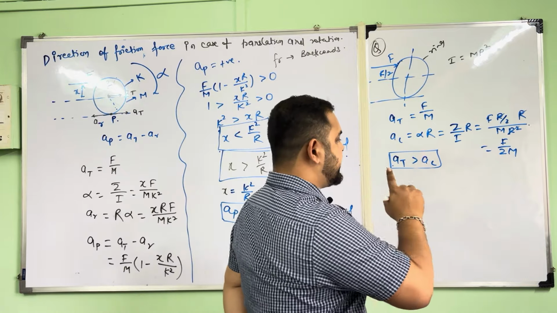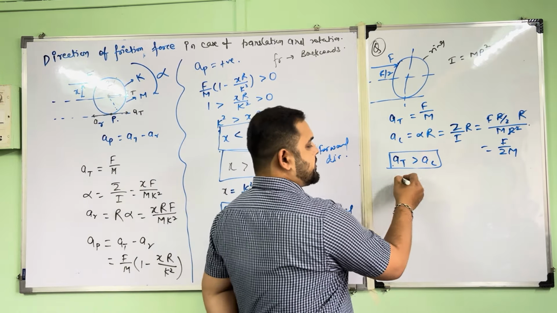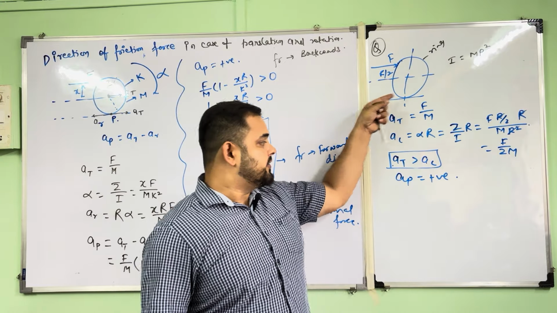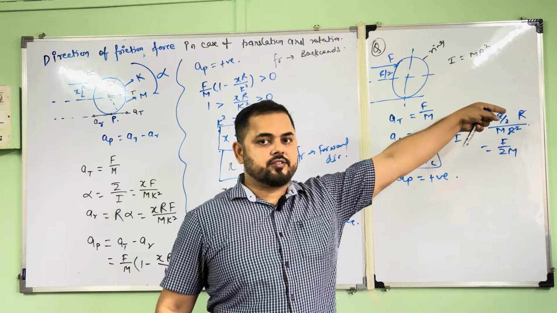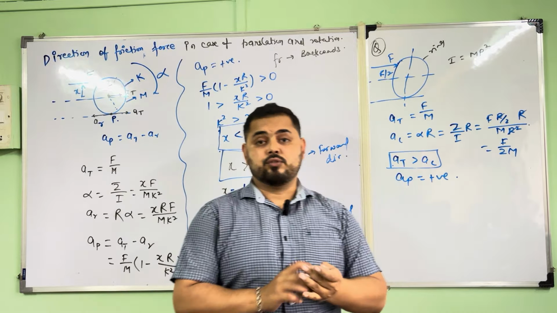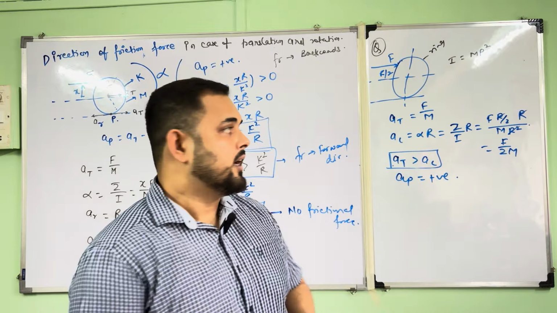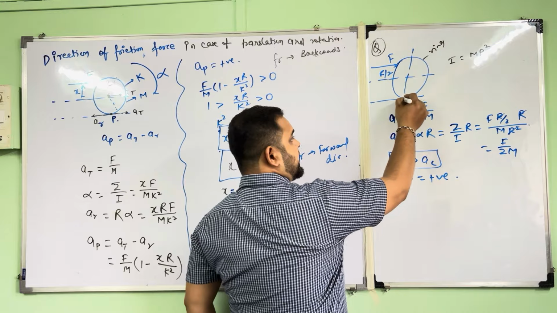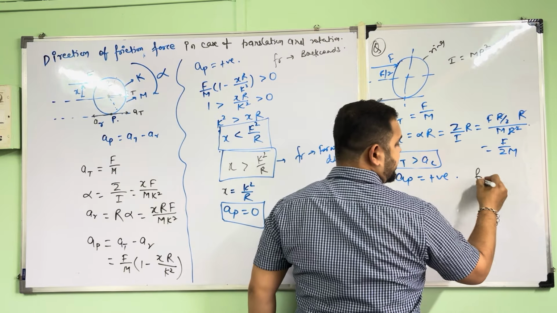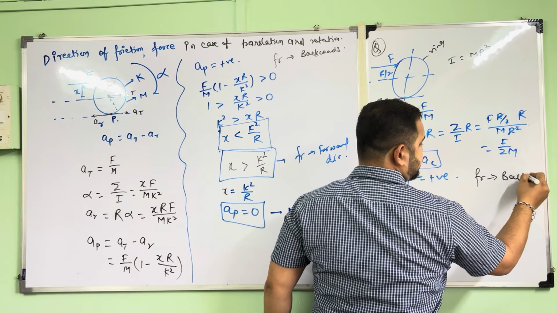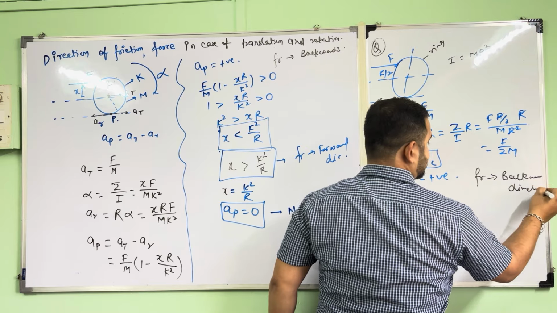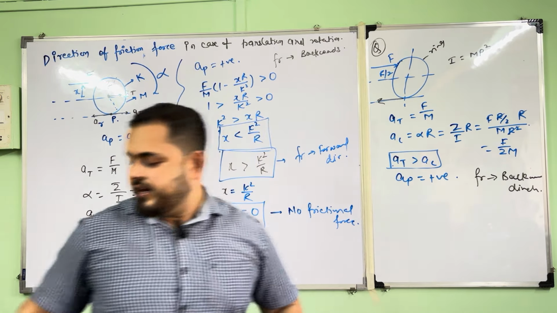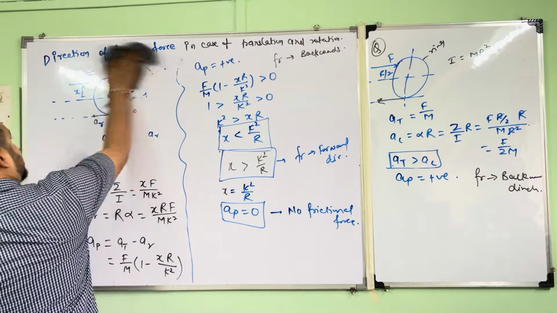If AT is greater than AC, that means the acceleration of point P will be positive. Yes or no? Yes. The acceleration is in this direction, and we know the frictional force opposes the relative motion. So this point will try to move in this direction, but friction force will oppose in backward direction. So we can say the friction is in backward direction.